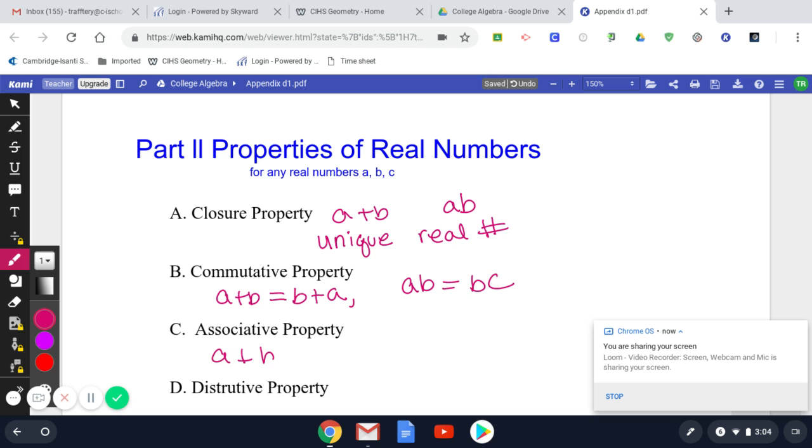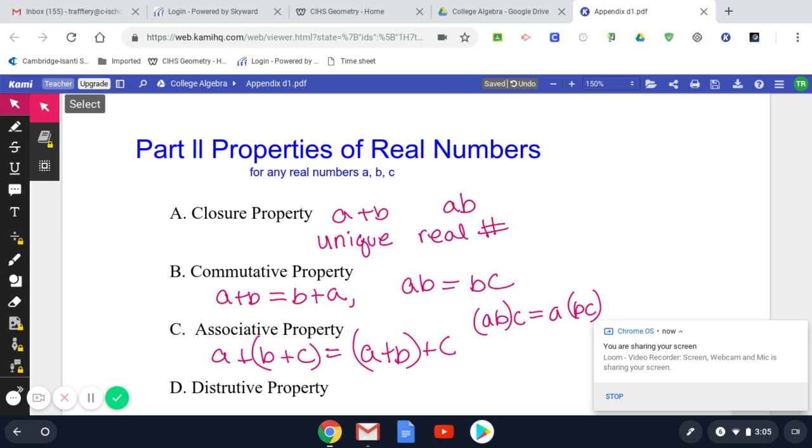So if you have A plus B plus C with B plus C in groups, you can also do A plus B plus C and group A and B first. You can do it with multiplication too, where you can say A times B times C is equal to A times B times C, just changing the grouping.